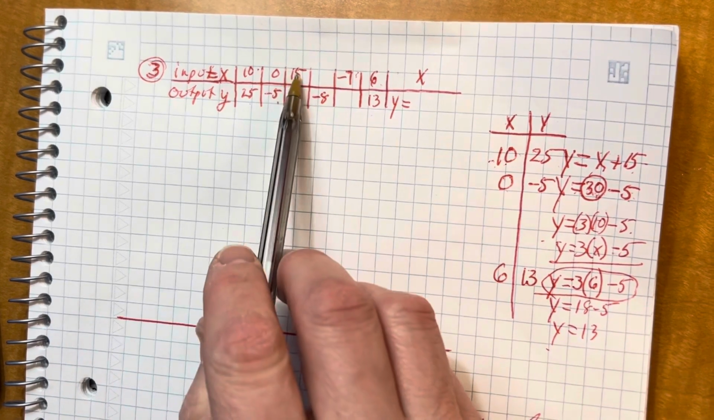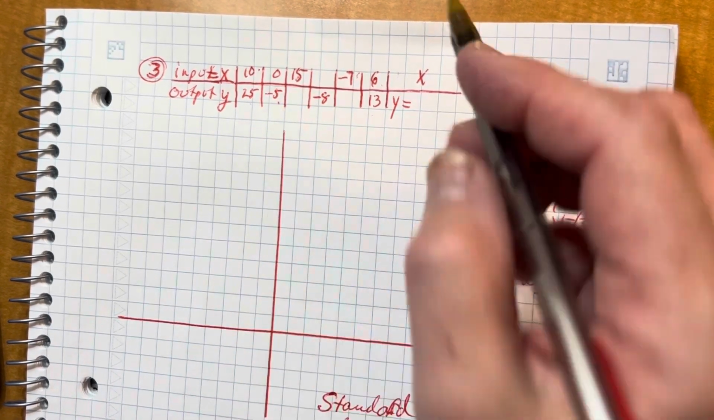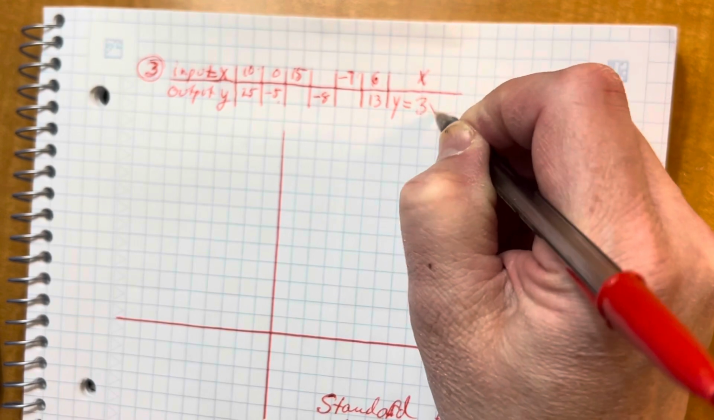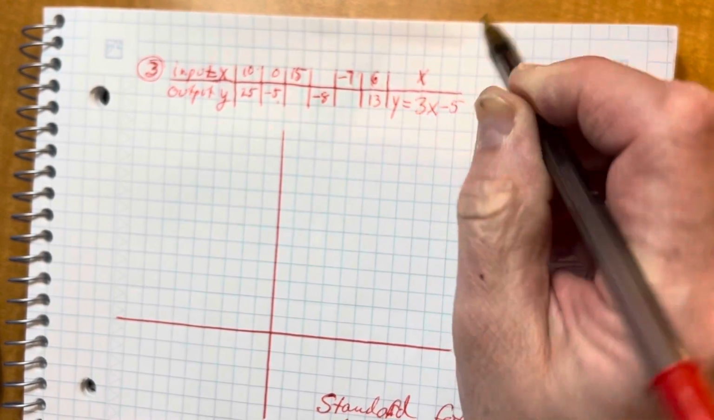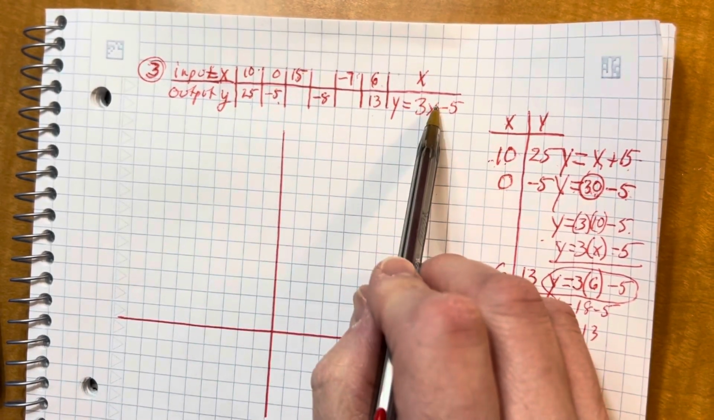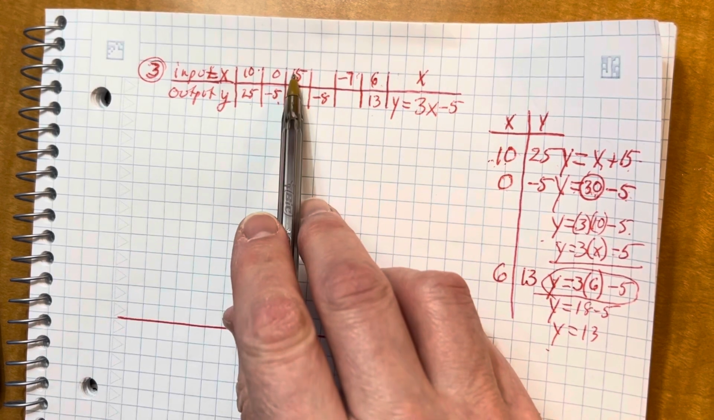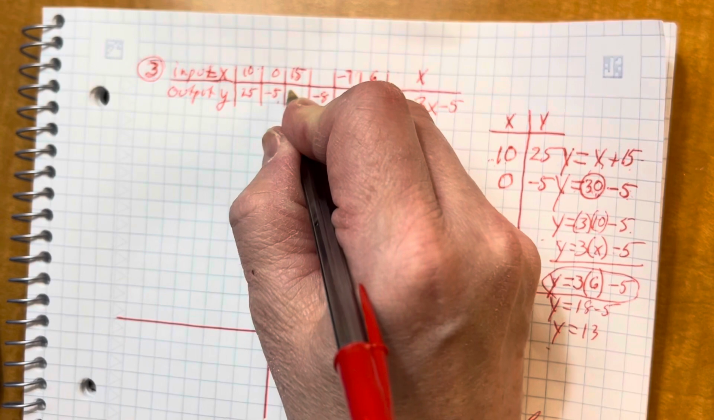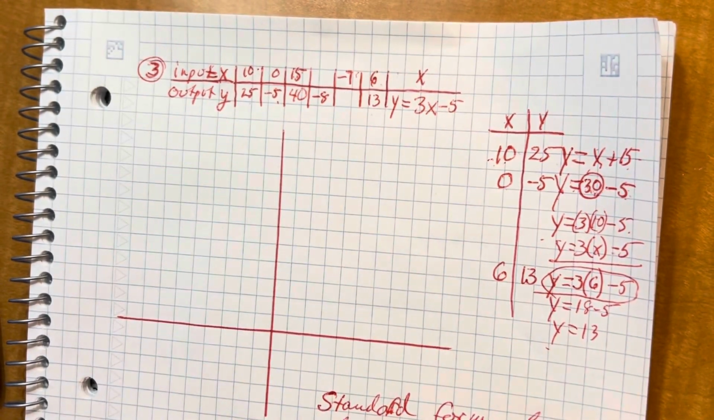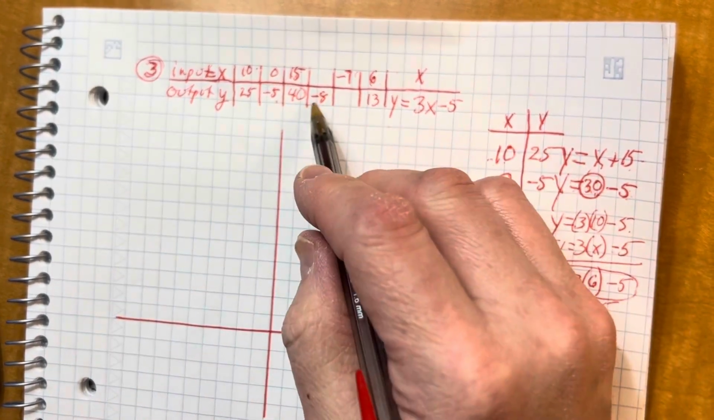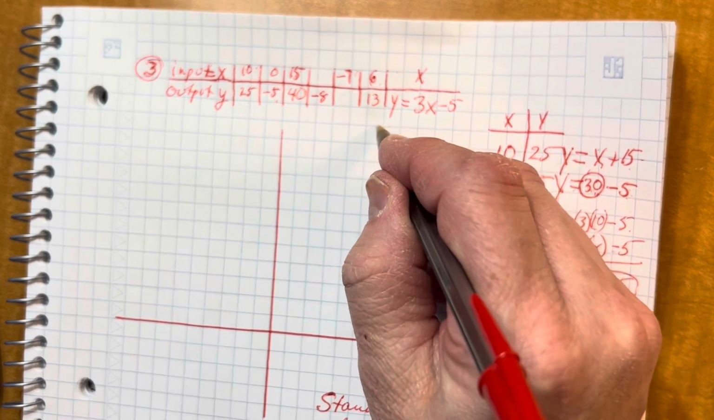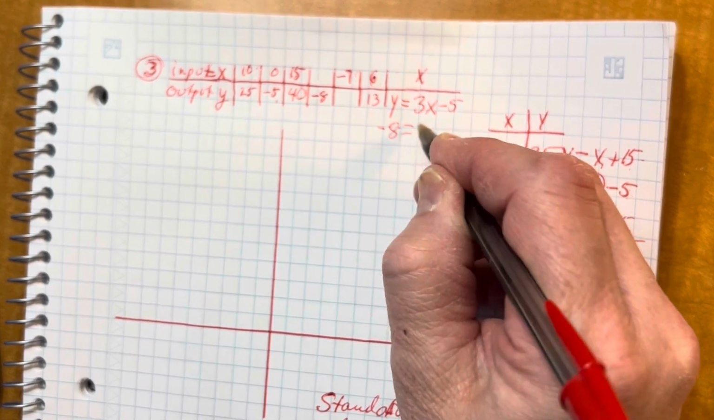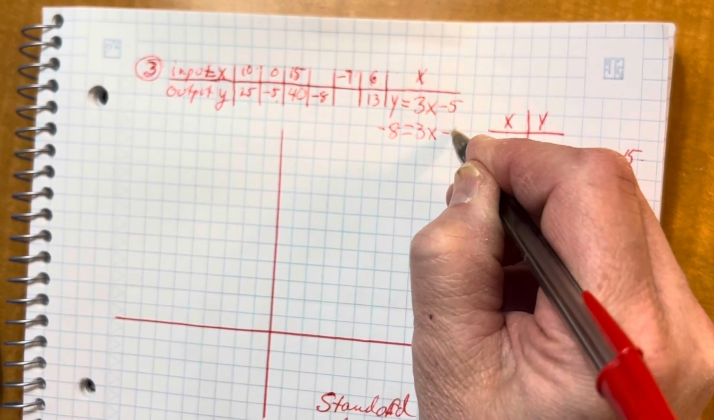So now I have to put these numbers in for the equation y equals 3x minus 5. When I put this x in, that gives me 3 times 15 is 45, minus 5 should be 40. When I put the number in here for y, that gives me negative 8 equals 3 times x minus 5.